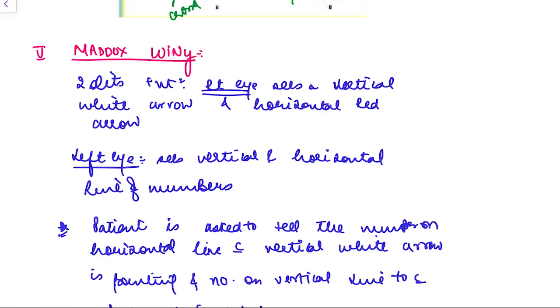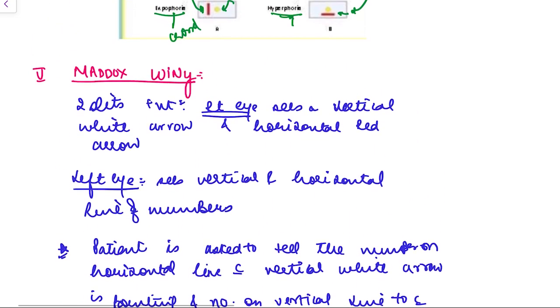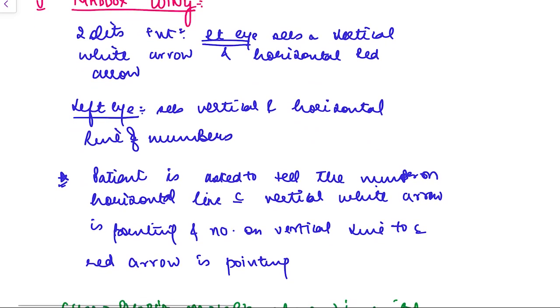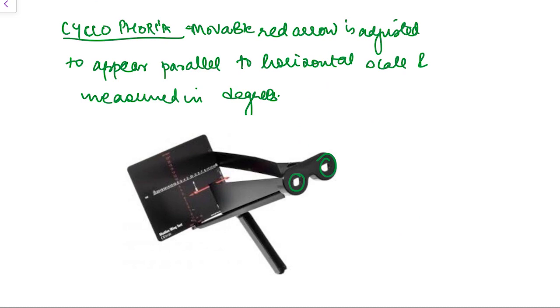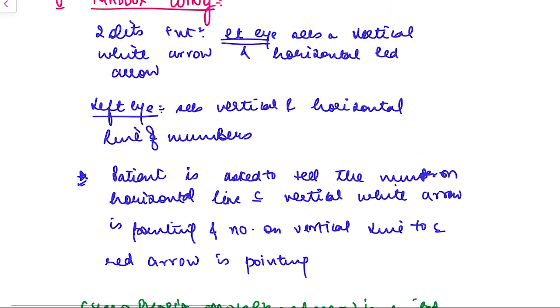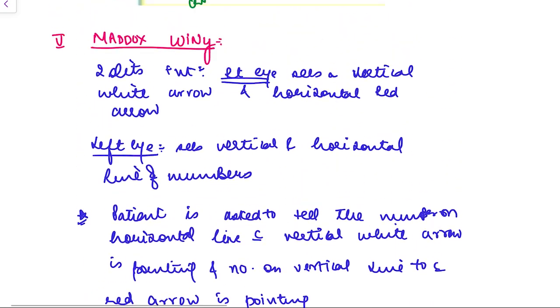Now the other one is the Maddox wing test. There are two slits present in the Maddox wing. Here you can see the diagram. There are two slits present, and the right eye sees a vertical white arrow and the horizontal red arrow like this. The right eye sees this vertical arrow and this horizontal arrow through this slit, and the left eye will see this vertical line and horizontal line through this slit.